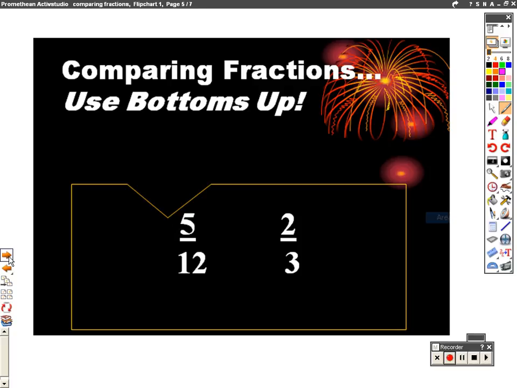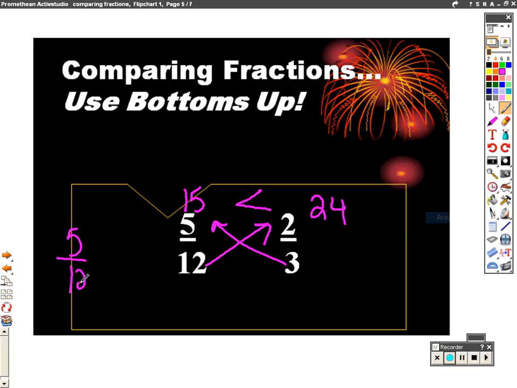Next we have 5/12 compared to 2/3. Bottoms up. 12 times 2 is 24. 3 times 5 is 15. 15 is less than 24. Therefore, 5/12 is less than 2/3.